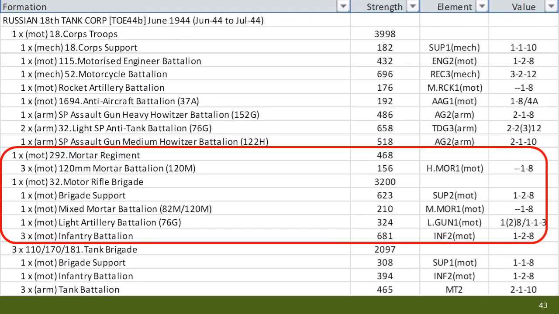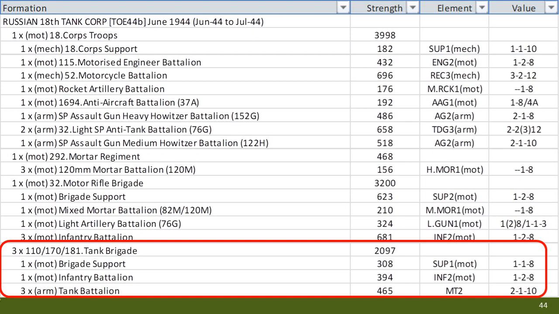There were no changes in the mortar regiments or motor rifle brigades. The tank brigades suffered additional manpower reductions, resulting in brigade support assets suffering in terms of combat strength. The tank battalion was generally unchanged, and while they were still using the later T-34s, they were still mainly the T-34-76 medium tanks.